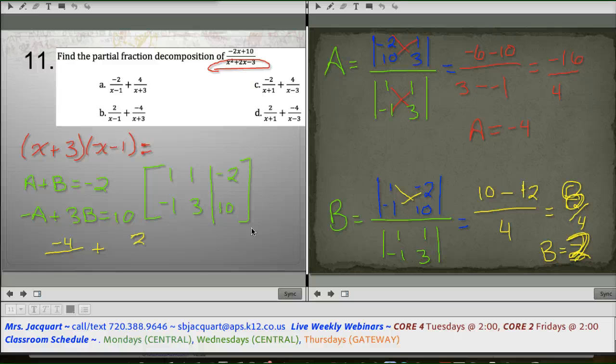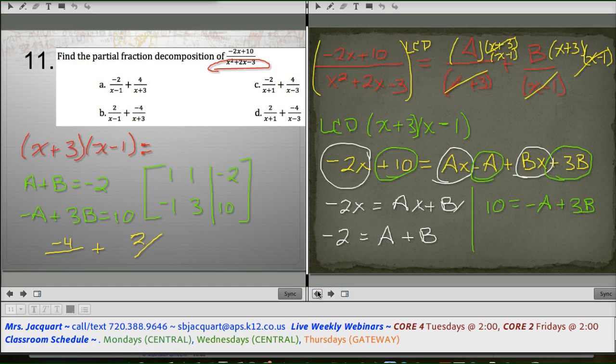Plus 2 divided by, gotta go back one page to see what I put over my A. My A was over x plus 3. And my 2 was over x minus 1. So that means that negative 4 is over positive 3 and 2 was over my minus 1. So my answer is B. Sweet!